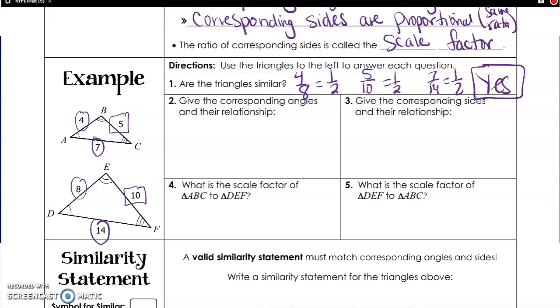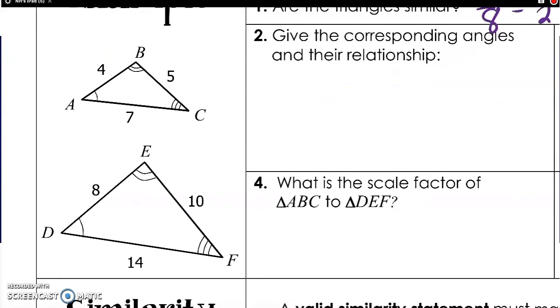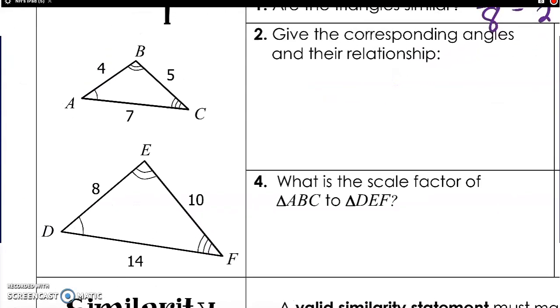Now, how did I know which ones match up? Well, the easiest thing to do, and again, these are already in the same order, so that makes it easier. But when I first look at 4, I notice it's between the 1 and the 2 marks. So when I go down to this triangle, 1 and 2, the 8 is between it. So when things are moved around, you need to look at the congruence marks and figure out which side looks alike.